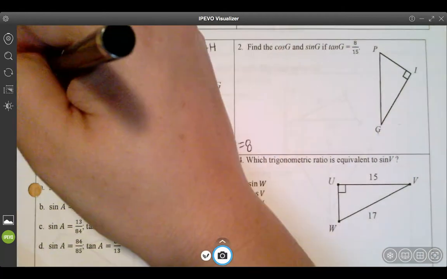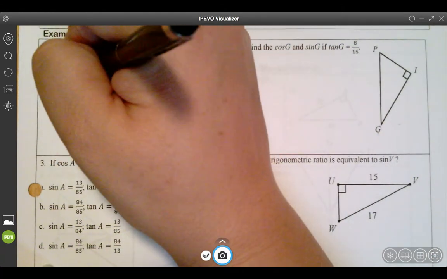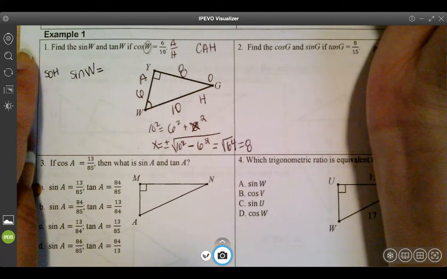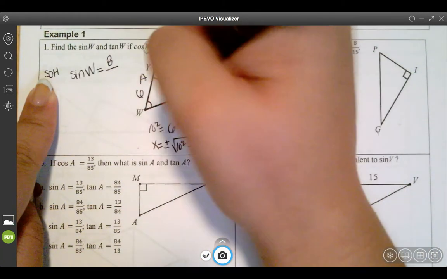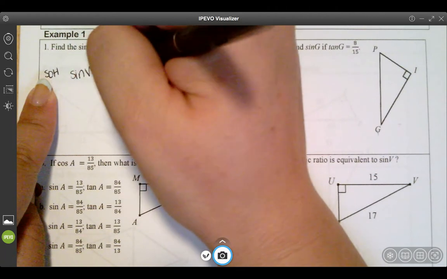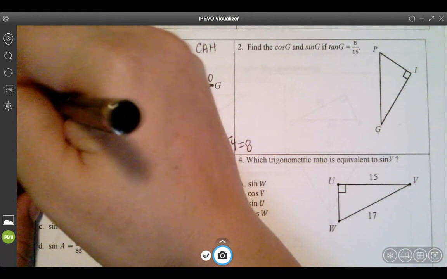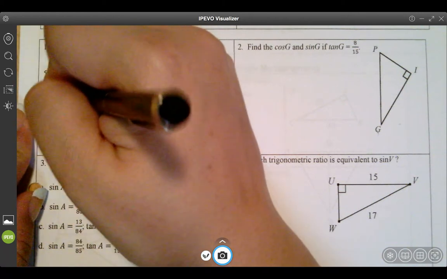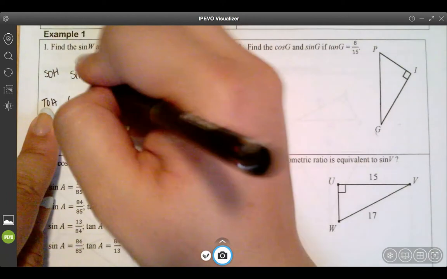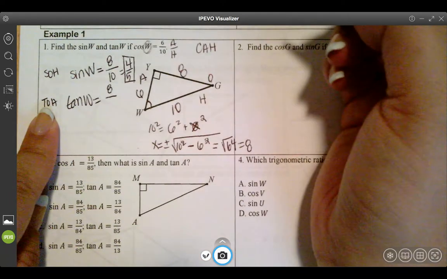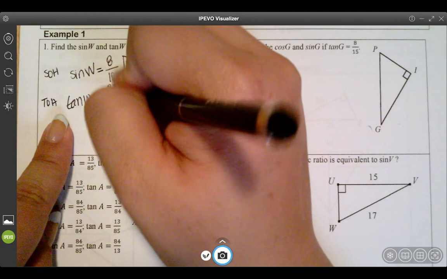So to find sine, sine of angle W equals opposite, that's 8, over hypotenuse is 10, so that's 4/5. And TOA, that tells us tangent of W equals opposite, which is 8, over adjacent, which is 6, giving us 4/3.